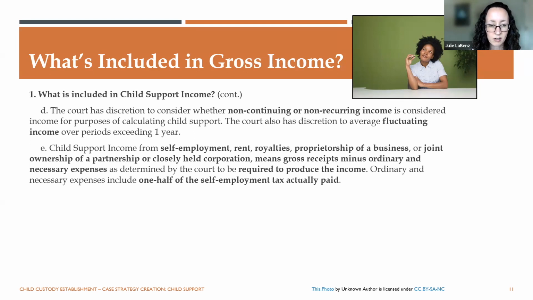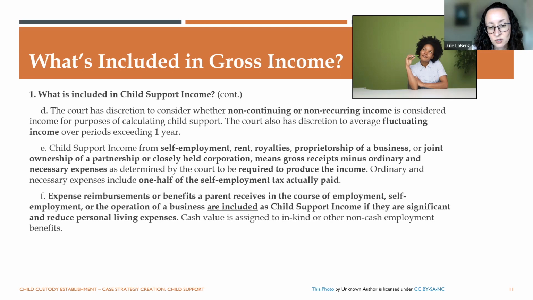And then if one parent has income from self-employment, from rental properties, royalties, a business, then you're going to look at gross income minus ordinary and necessary expenses, including 1/2 of the self-employment tax actually paid. So calculating gross income for somebody who has their own business or gets rental income can be a little more difficult. You're not necessarily going to be able to just look at a pay stub and get your information, but instead may have to engage in this calculation of gross receipts minus ordinary and necessary expenses.